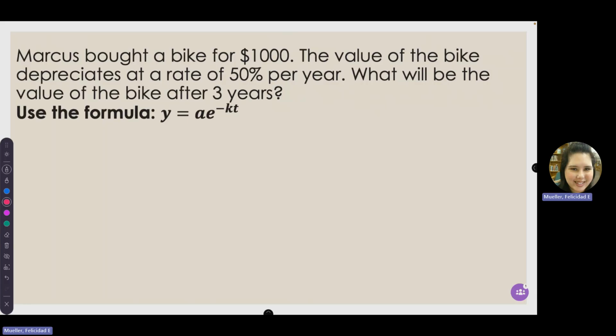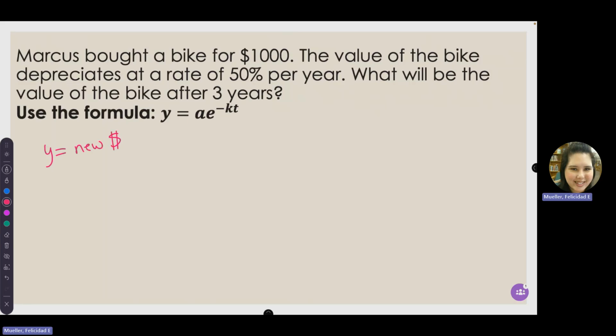Marcus bought a bike for $1,000. The value of the bike depreciates at a rate of 50% per year. Wow, that's fast. What will be the value of the bike after 3 years? Use the formula y equals a e to the negative kt. So y equals my new value.